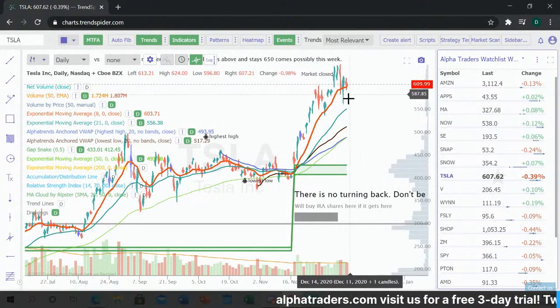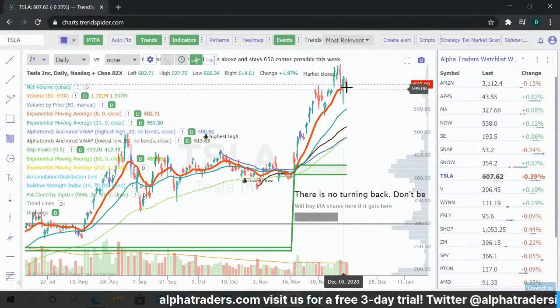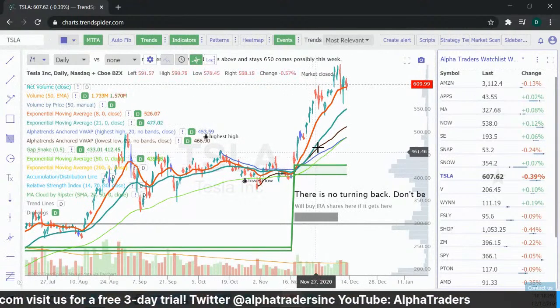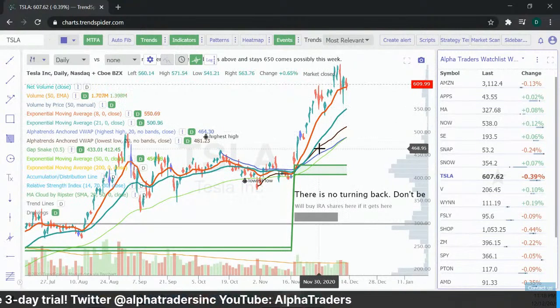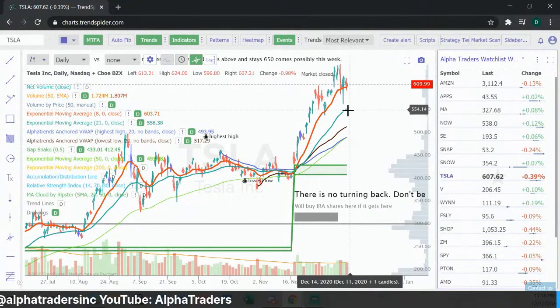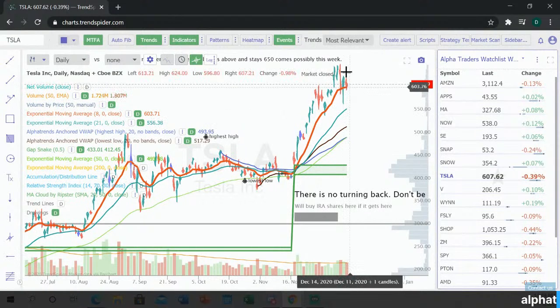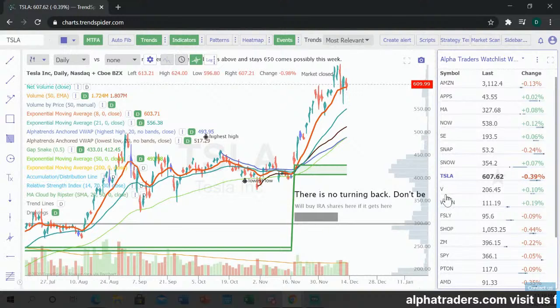But Tesla's always online. This does bother me a little bit that the 8 day is starting to curl a little bit. It does bother me a little bit that these are starting to just kind of flatten out a little bit. We'll see what happens. I mean, who knows? Tesla could just bounce off this thing and just start running. That's how great it is.